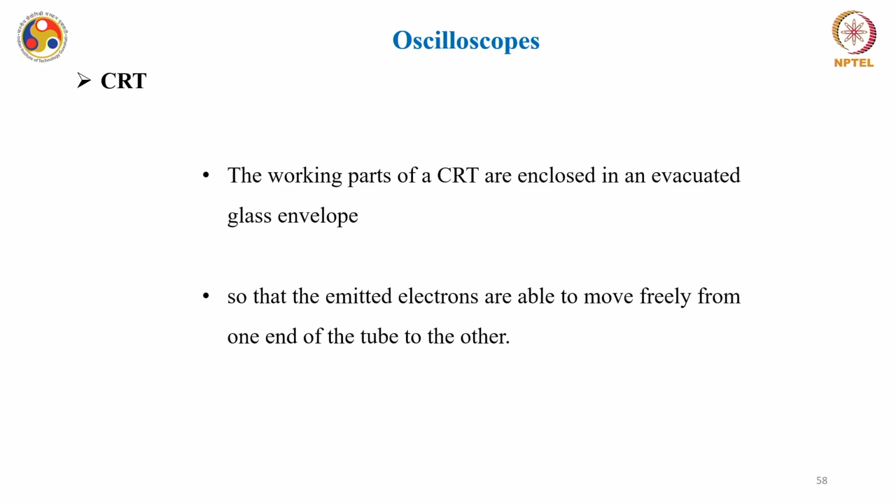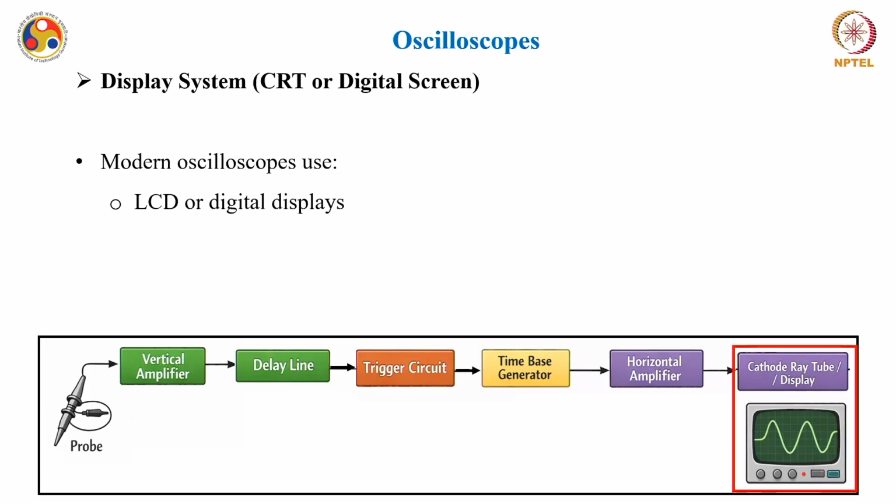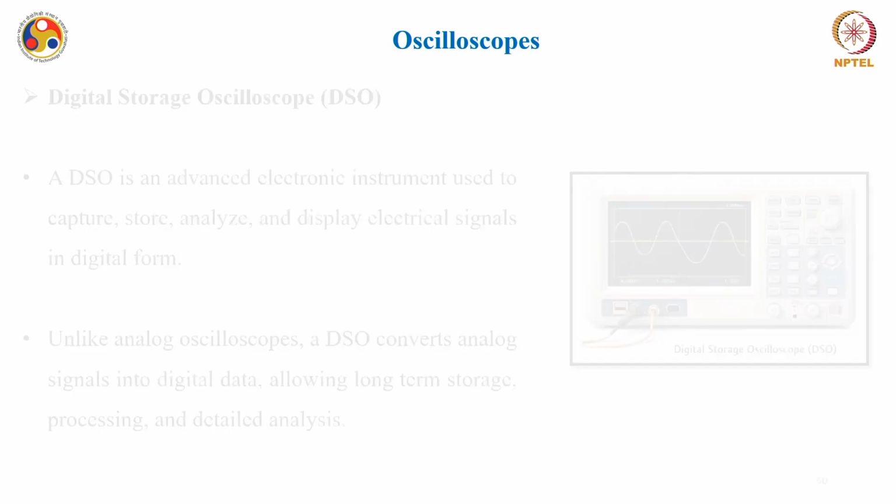So all the working parts that we have seen for a CRT are enclosed in an evacuated glass envelope, so that the emitted electrons are able to move freely from one end of the tube to the other end, and that's how a CRT basically works. The modern systems in analog oscilloscopes also have LCD and other digital displays, okay.